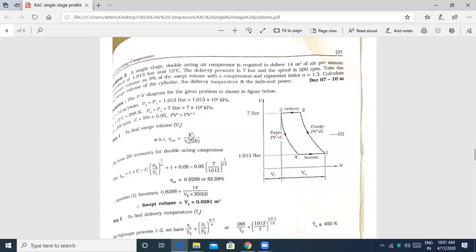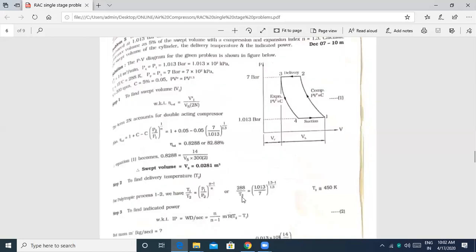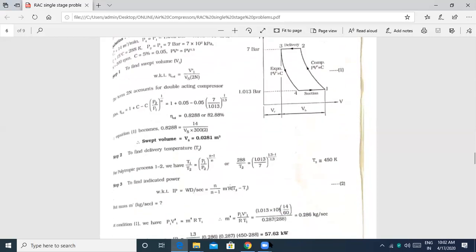So remember this formula: 0.8288 equals V1, which is 14 meter cube per minute given in the problem, divided by Vs, the unknown, into 300, your RPM, into twice. You have to multiply by 2 because it is double acting.